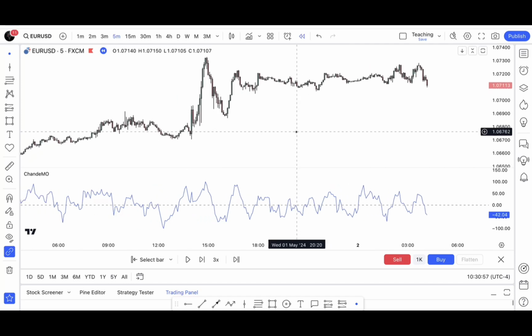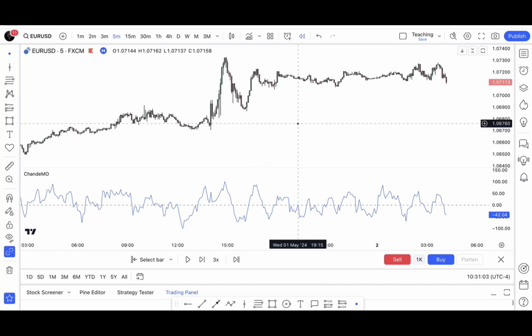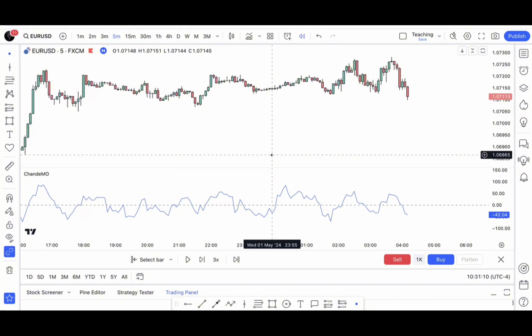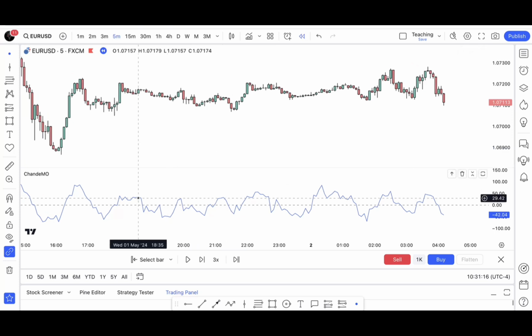Today I'm going to explain how the Chande Momentum Oscillator works and how you can use it to trade. And of course, it is not an indicator that you should use alone, and you should use other stuff with it. So let's see what it is first.